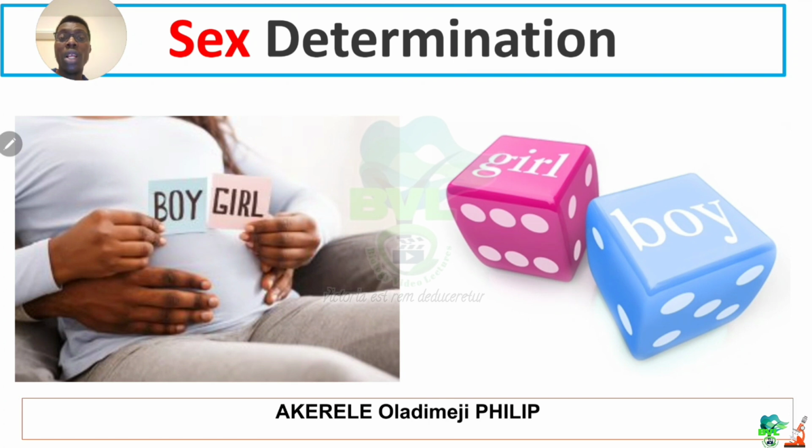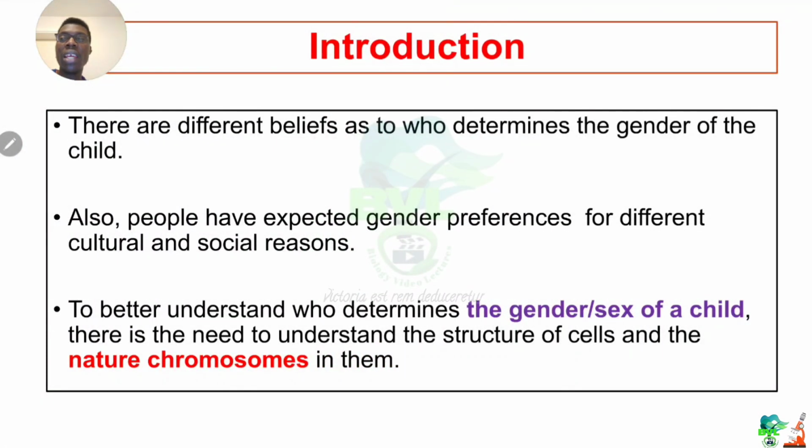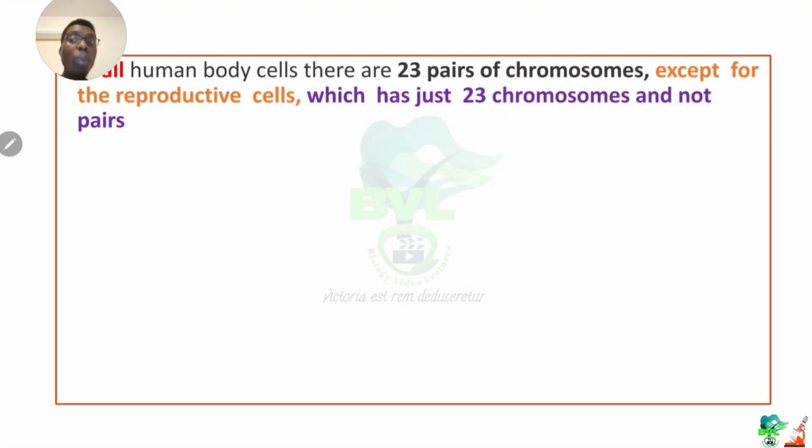Now, there has been a lot of, let's say, preferences to this. Some cultures prefer the female child to the male child, and some prefer the male child to the female child. But what we'll be doing in this lecture is to see who actually decides that. At this point, nobody really decides the gender of a child. It's not the father who says, I want the child to be male, or I want the child to be female.